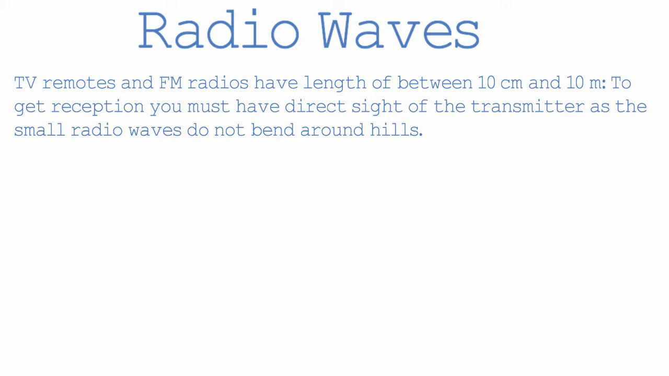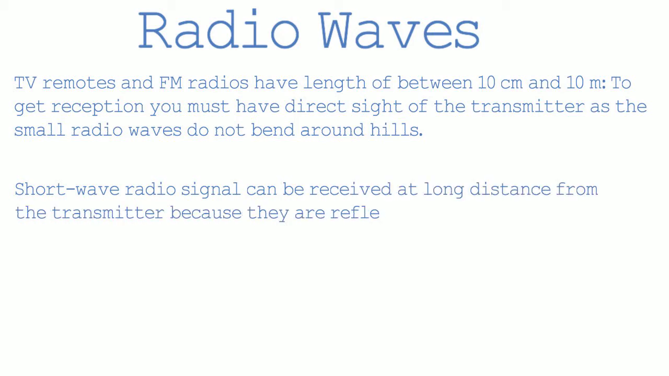To get reception, you must have direct sight of the transmitter, as the small radio waves cannot bend around hills. The next category of radio waves is shortwave radio. Shortwave radio signal can be received at long distances from the transmitter. This is because they are reflected from the ionosphere. The ionosphere is an electrically charged layer of the Earth's upper atmosphere.